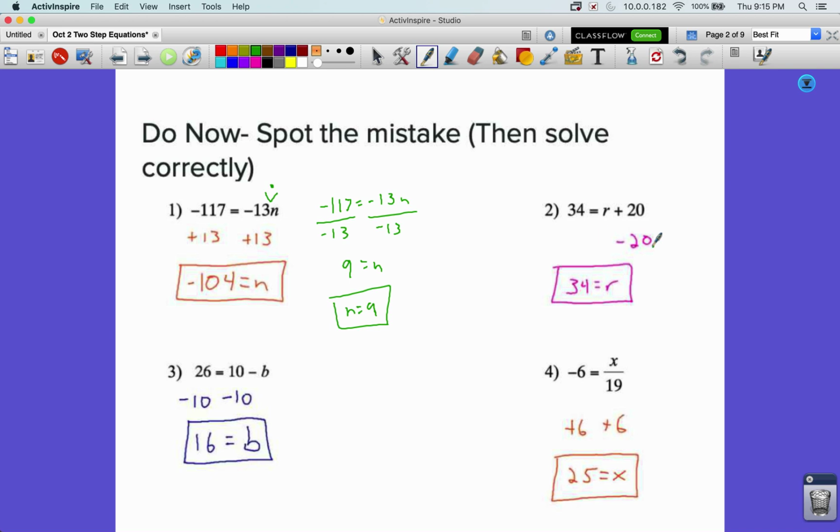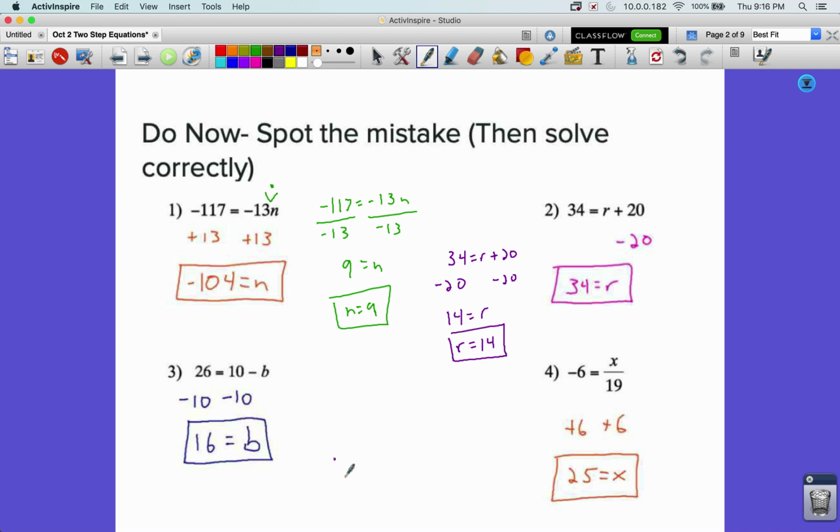Okay, looking at this next one. They subtracted 20, but did they do it correctly? Here, we'll put in another question. So no, they didn't do it correctly. We needed to subtract 20 from both sides. So what would have been the right thing to do is if we're going to subtract 20 over here, we have to also subtract 20 over here, and then we get 14 equals r. Switch that around, r equals 14.